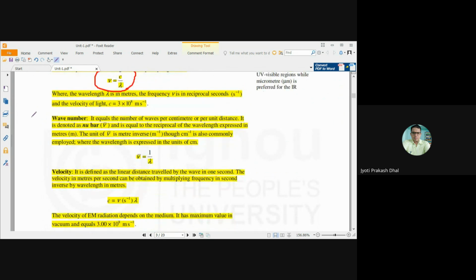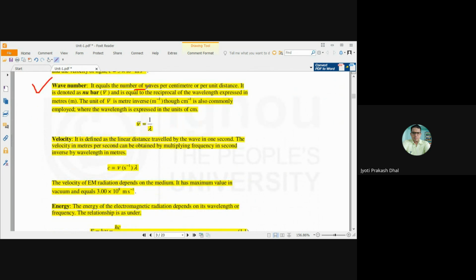Now coming to the next property, that is called wave number. Wave number equals the number of waves per centimeter, or per unit distance. Suppose this is the direction of propagation of the wave and this is 1 centimeter distance. In 1 centimeter distance, the number of complete waves or complete cycles present is known as wave number.